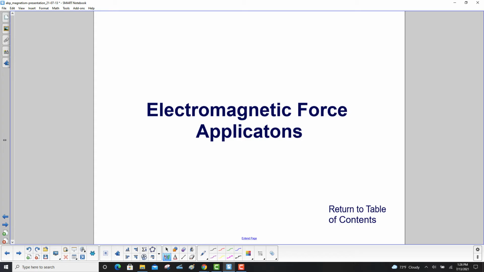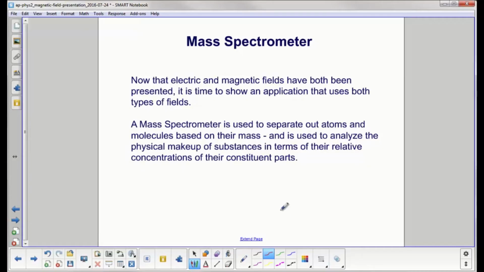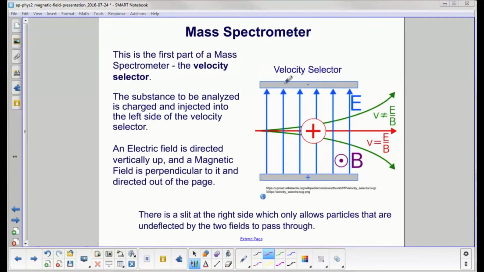Electromagnetic force applications. Now that we've shown electric fields and magnetic fields, it's time to show an application that uses both types of fields. A mass spectrometer is used to separate out atoms and molecules based on their mass, and is used to analyze the physical makeup of substances in terms of their relative concentrations of their constituent parts, or atoms, molecules, whatever. This is the first part of a mass spectrometer, the velocity selector.